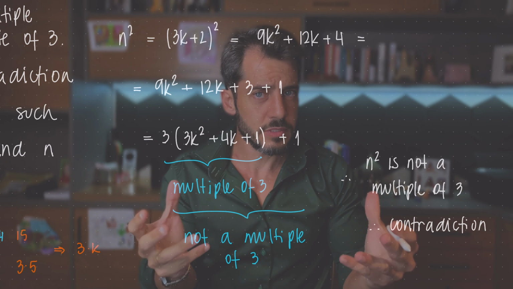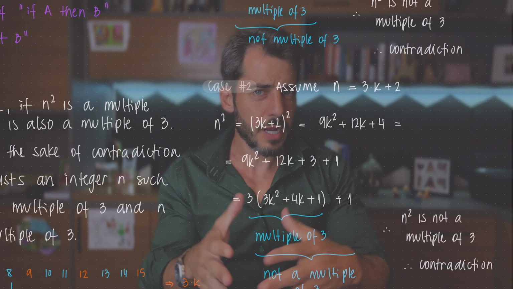Therefore, to conclude this exercise, you write: by contradiction, the proposition P is true. And that's it.